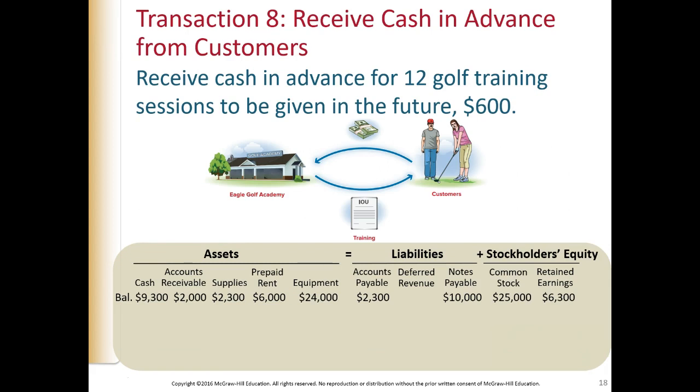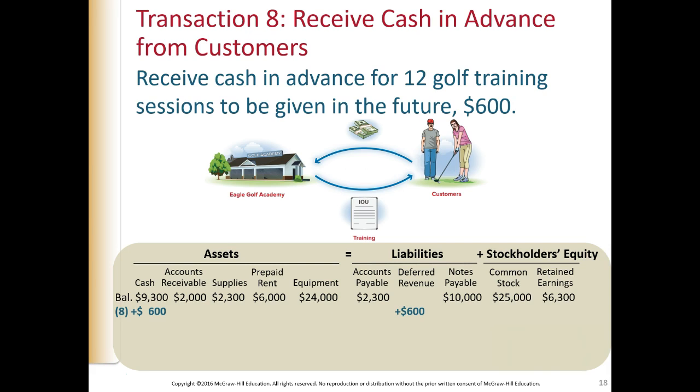Transaction 8, let's now receive cash in advance. So customers are going to pay us $600 in advance, but we have not earned it yet. This is called, you can see the account under liabilities, deferred revenue. We're going to defer the recognition of the revenue until we provide the lessons in this case. But they pay us in advance. So since we have it in hand, we do add $600 to the cash account. We have not earned the money yet, so it does not go under retained earnings. We owe these customers some lessons, so it's a liability.